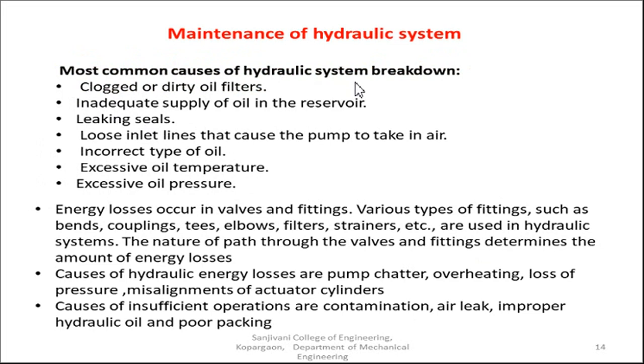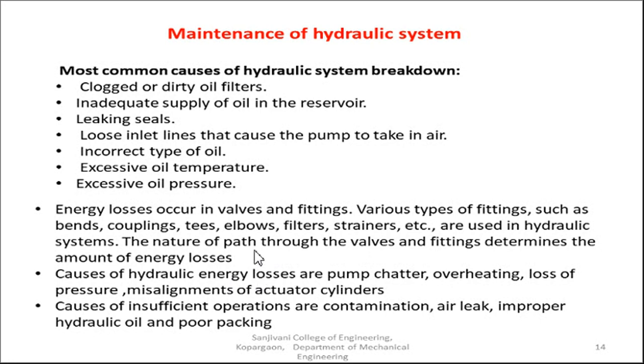Most of the common causes of hydraulic system breakdown are clogged dirty filters, inadequate supply of oil, leakage of seals, loose inlet lines, incorrect type of oil used in the circuit, excessive oil temperature, and excessive oil pressure. Energy losses occur in the valves, fittings, and various types of plumbing such as bends, couplings, tees, elbows, filters, and strainers used in a hydraulic system. The nature of the path through the valve and the fitting determines the amount of energy which gets lost.